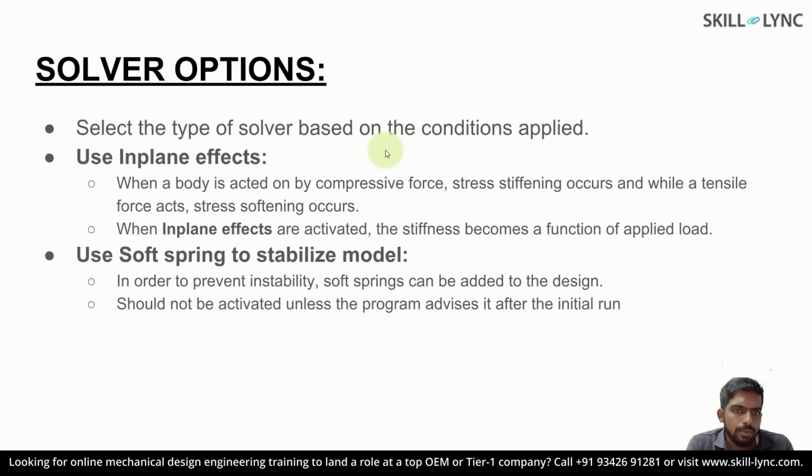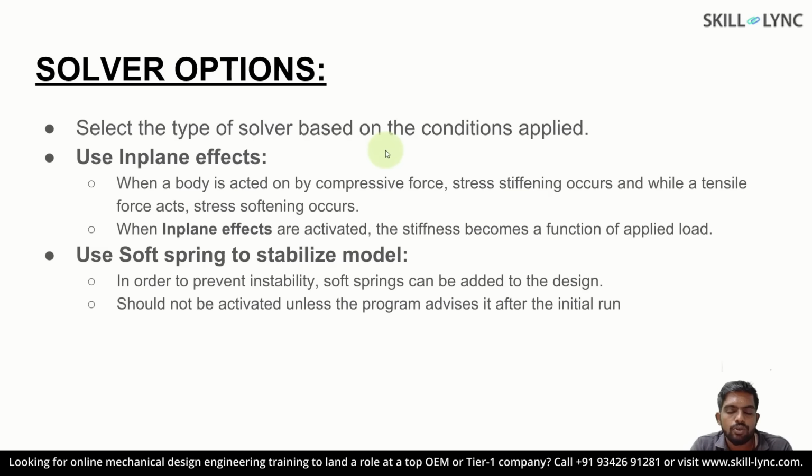The other options provided by the solver are, you can choose if you want to simulate the in-plane effects of a geometry. That is, if you consider a long beam, when you subject it to a compressive force, for the same load as the object deforms, the stiffness of the material is going to increase because there is a variation in the cross section. While if you are going to elongate the same part, due to the thinning of the cross section, the material softens. So this is called the in-plane effects.